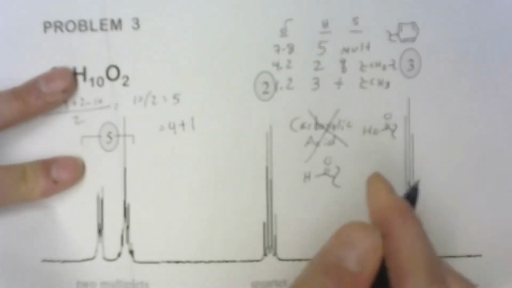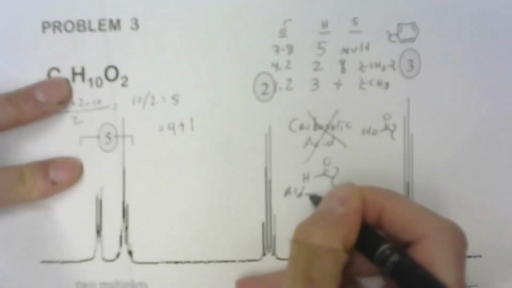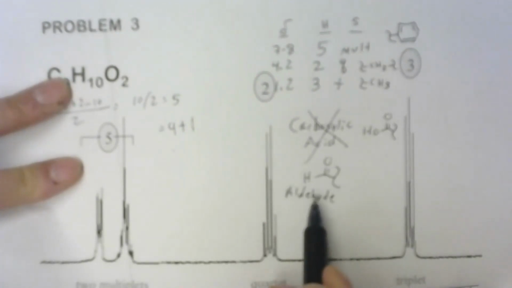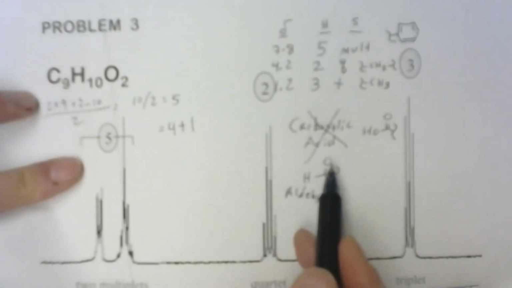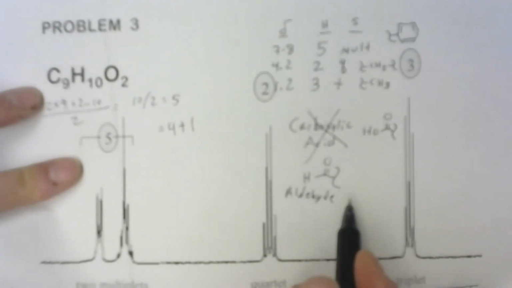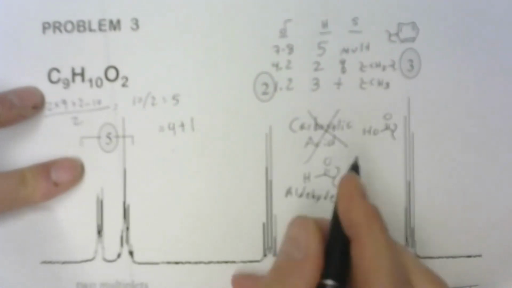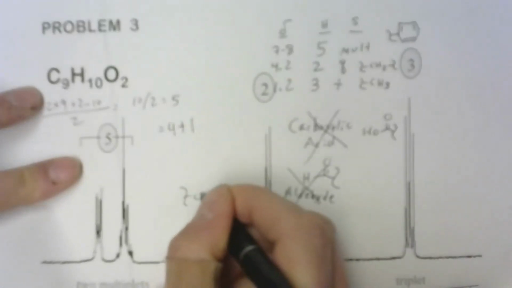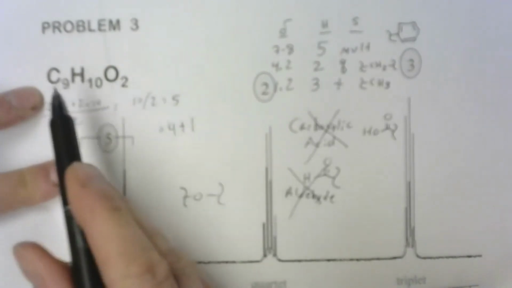Why is it not an aldehyde? Because an aldehyde would also have a proton and only 1 oxygen, right? Okay, so let's see. I see somebody got it. Somebody said ether. Let's just go through these options. Not an aldehyde, not an ether, because it doesn't account for the 2 carbons.